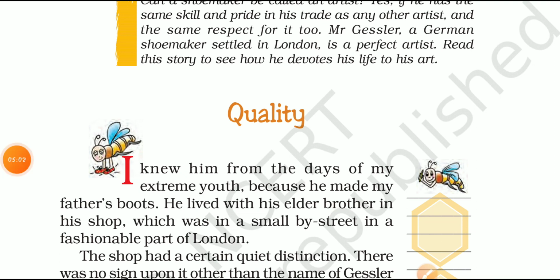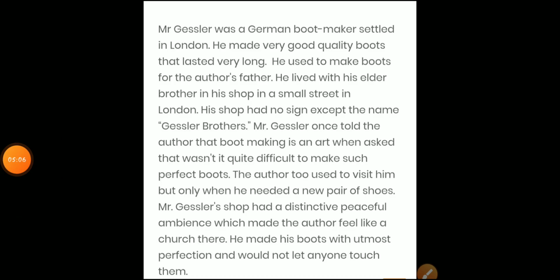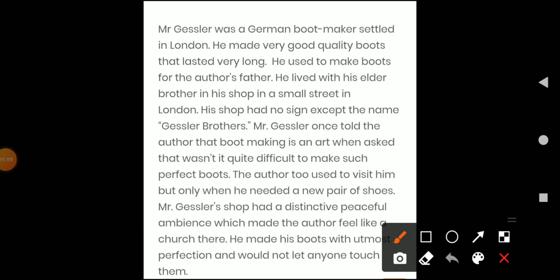So now children, let's start. Now let's discuss the summary of the chapter. Mr. Gessler was a German bootmaker settled in London. So the name of the shoemaker is Mr. Gessler, and he is basically a German man who is settled in London. The place where he used to make shoes is in London. There he is making all the shoes, and there he has his own shop. He made very good quality boots that lasted very long.